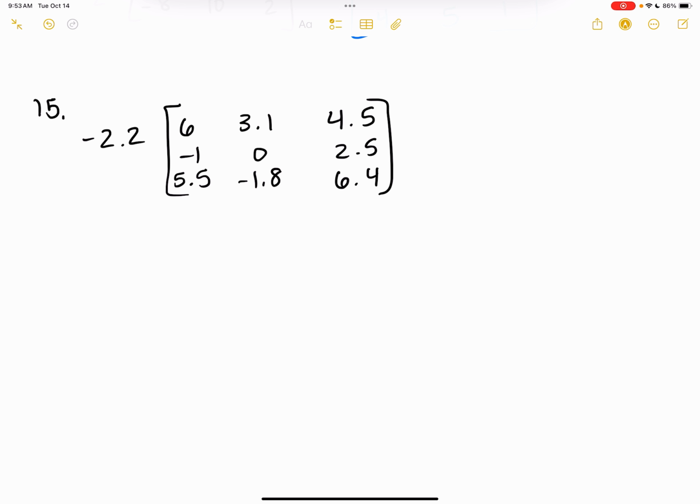So 6, 3.1, 4.5, -1, 0, 2.5, 5.5, -1.8, and 6.4. And then I would always do a quick visual check once you've typed them in to make sure that you've typed everything in correctly.